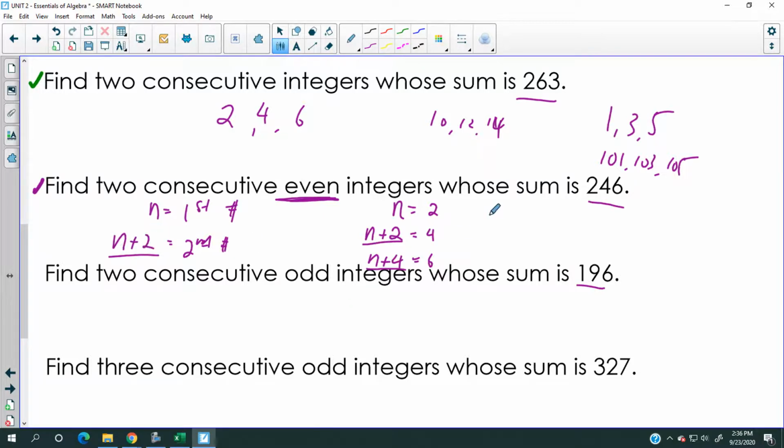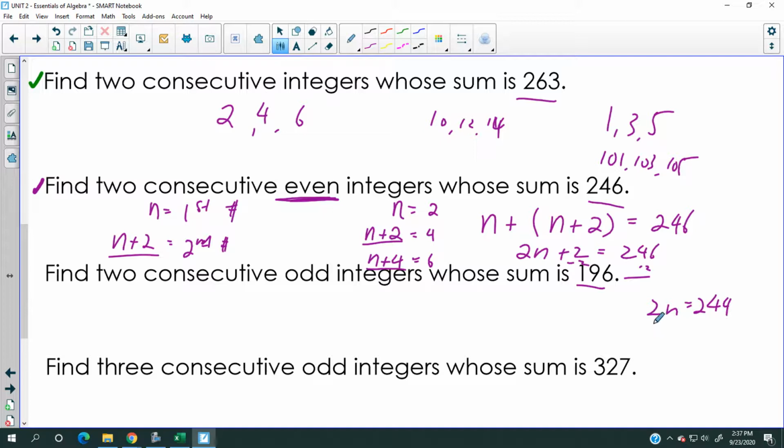Now let's combine some like terms here. N plus, so first number, second number, right? The sum of the two consecutive even integers is 246. All right, so that's 2n plus 2 equals 246. Subtract 2, so that's 2n equals 244. Divided by 2 is 122. So the first number is 122. What will be the next number? 124, right? Now let's see if we're right. Let's add these two. Yep, 246. These two add up to 246. Okay? That's how you do it.